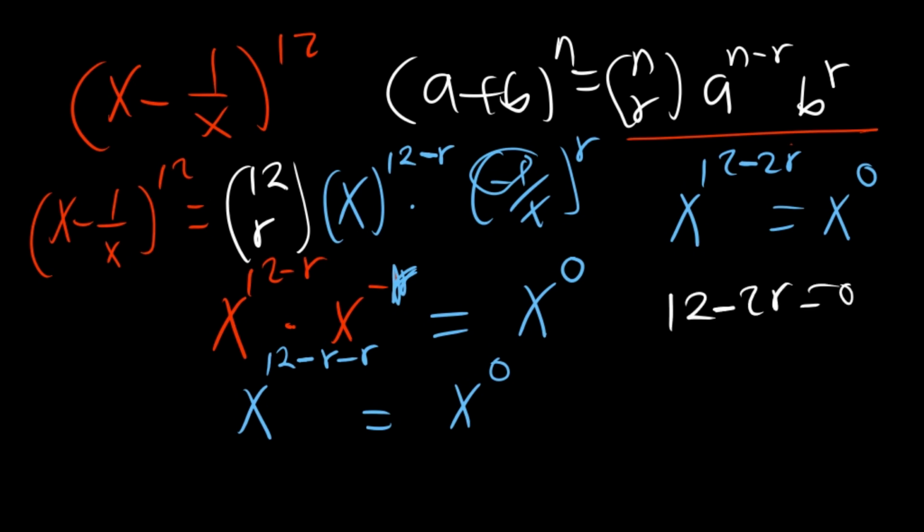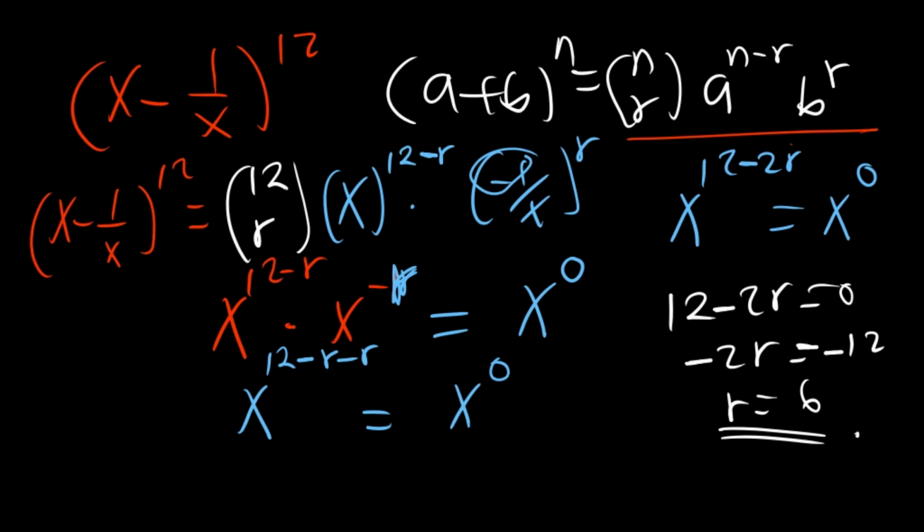Solve for r. So it will be negative 2r is equal to negative 12. Divide both sides by negative 2. r is equal to 6. I have now my r. Believe me, we are finding a term independent of x. When I plug in r here, the x values are going to cancel out. That is what we need to know.